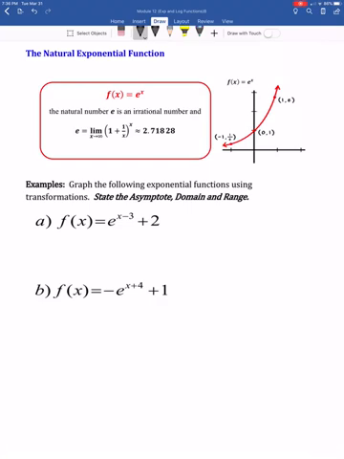All right, we're going to continue our topic of exponential functions. Now we're going to talk about the natural exponential function. The natural exponential function is an exponential function whose base, a, so remember our base, a, is some number greater than 0, not equal to 1. Our base is going to be what we call the number e.